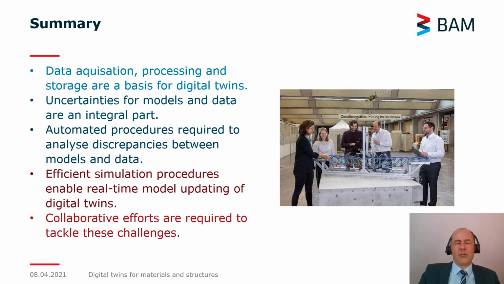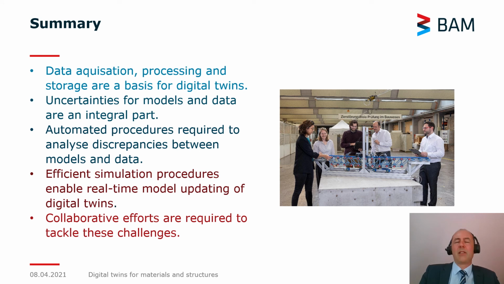Now, what is a summary? So in order to set up a digital twin, it's really important that you think about the data acquisition system, processing and storage of the data, and also the structuring. So I think ontologies might help here to somehow structure the way that people can exchange that information. What is also important is that you include uncertainties. So I think an integral part of any digital twin is the inclusion of uncertainties in the model and in the data.